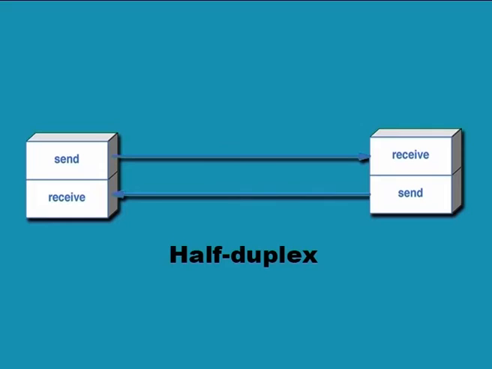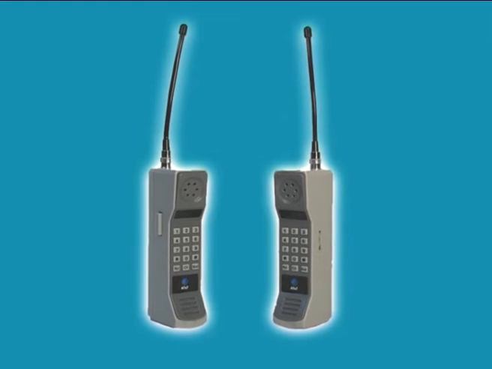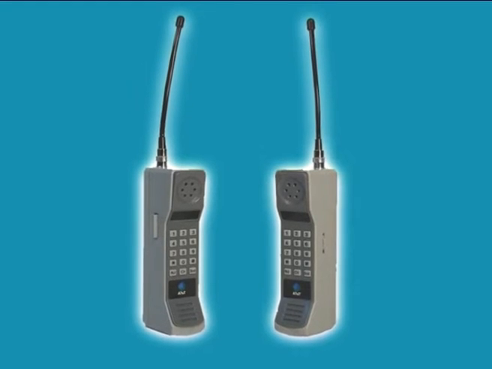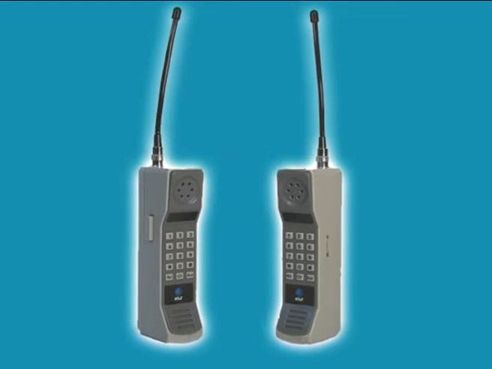A half duplex system can transmit data in both directions, but only in one direction at a time. Therefore, each end of the connection transmits turn by turn. This connection makes it possible to have bidirectional communications using the full capacity of the line. A walkie-talkie operates in half duplex mode. It can only send or receive a transmission at any given time.